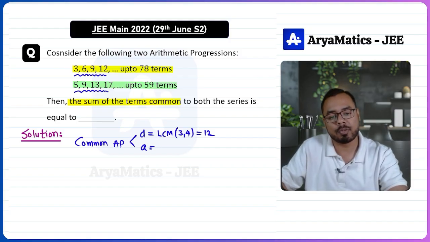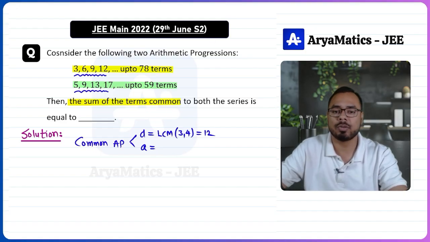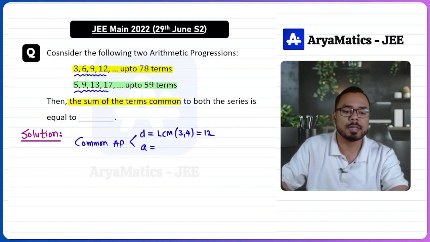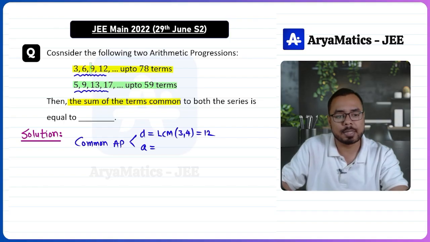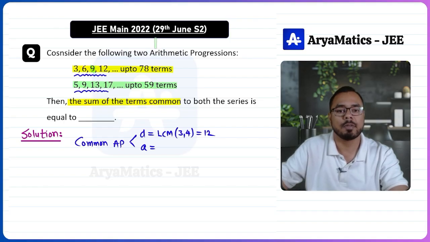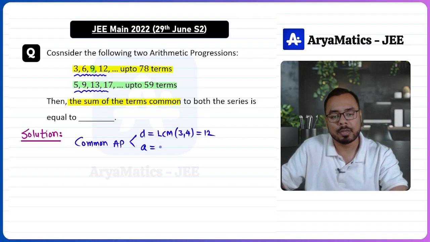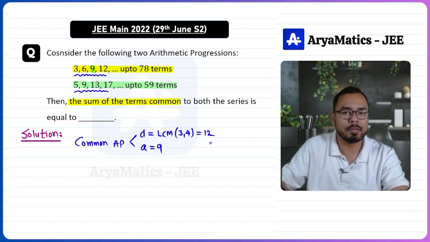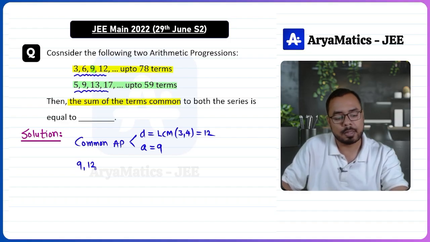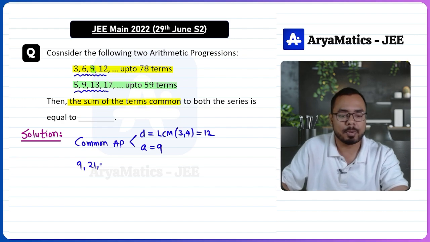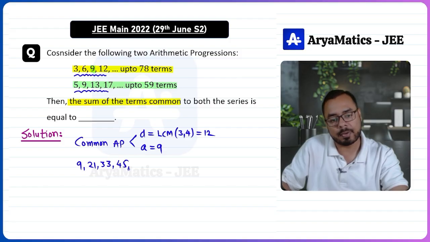And the first term of the common AP you can very easily find by observation, right? So here, for example, you can see that 9 is the first term which is common in both the APs. So for the common AP, the first common term will be 9 and the common difference is 12. So the common AP will be 9, then 9 plus another 12, so that will be 21. 21 plus 12, that will be 33. Another 12, 45. And in this manner, it will continue.